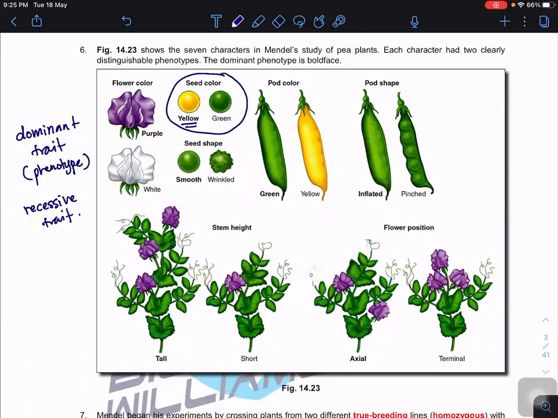Okay, so we're going to focus on the seed color, where we compare yellow and green, and also the shape of the seed, either smooth or round, sometimes called round, versus wrinkled. So we have these two as our models to study monohybrid and dihybrid crosses. I will tell you what is meant by monohybrids and dihybrids.